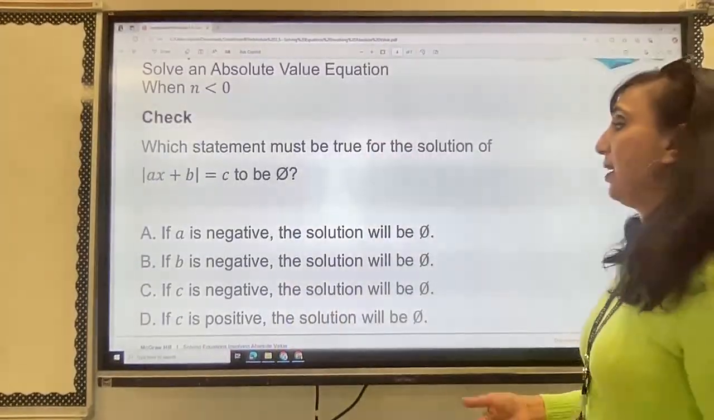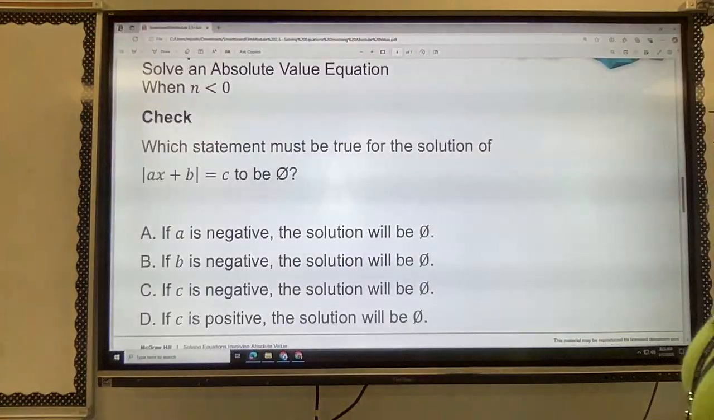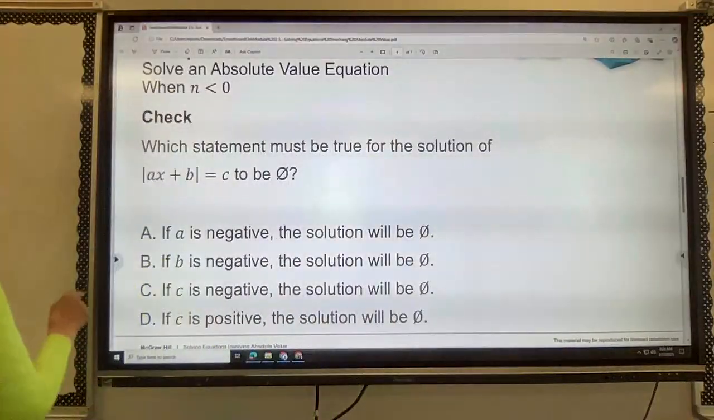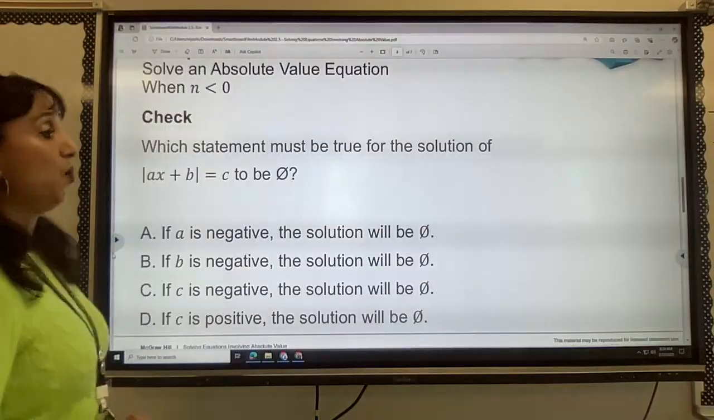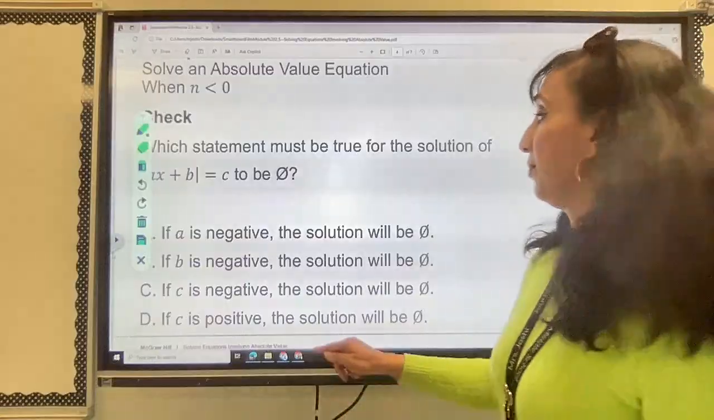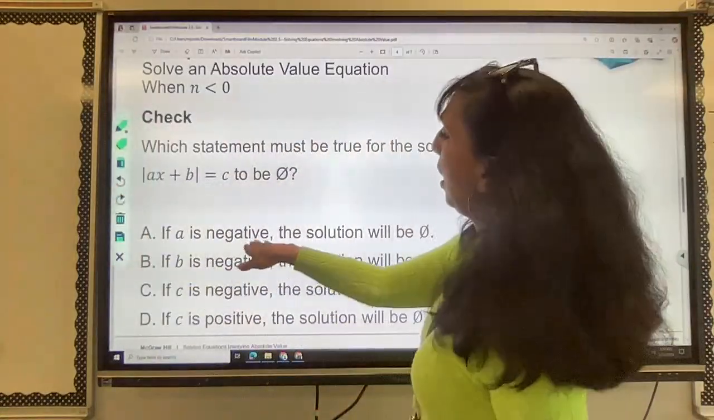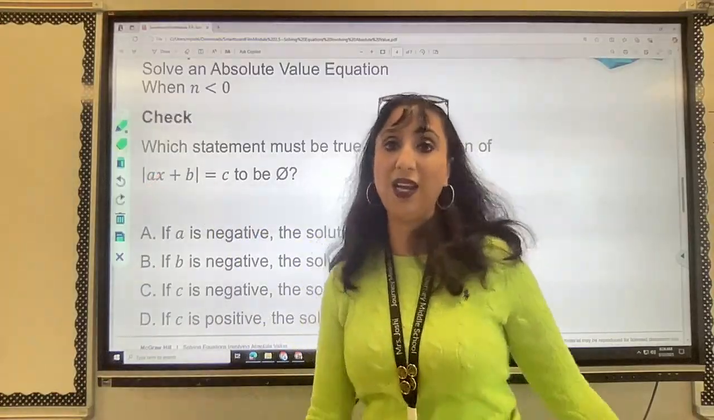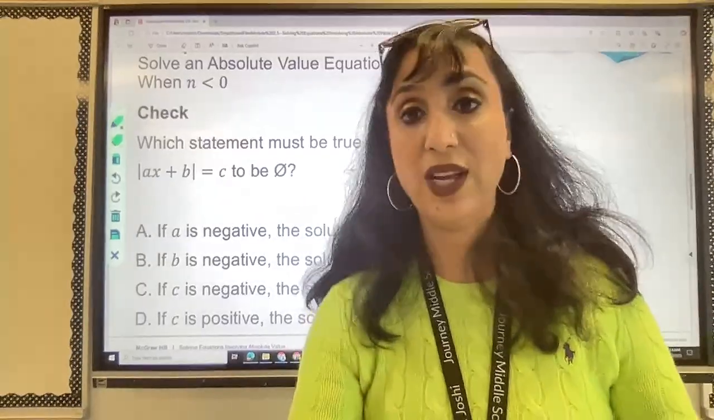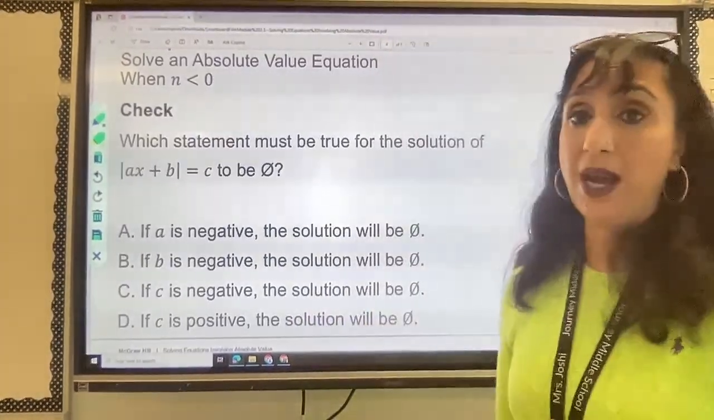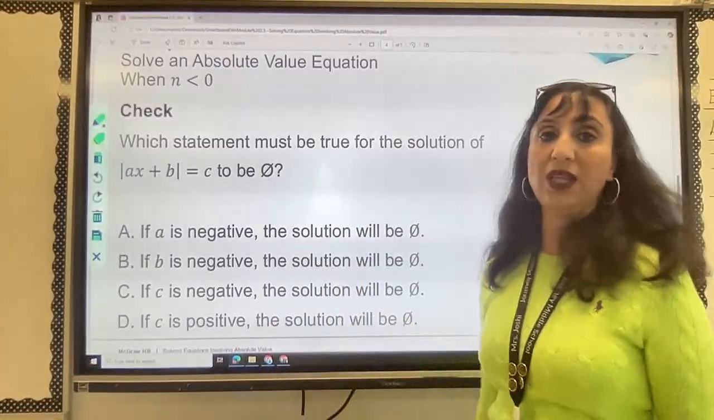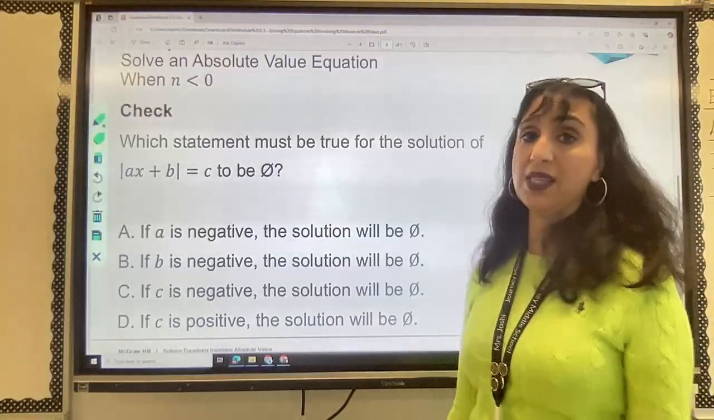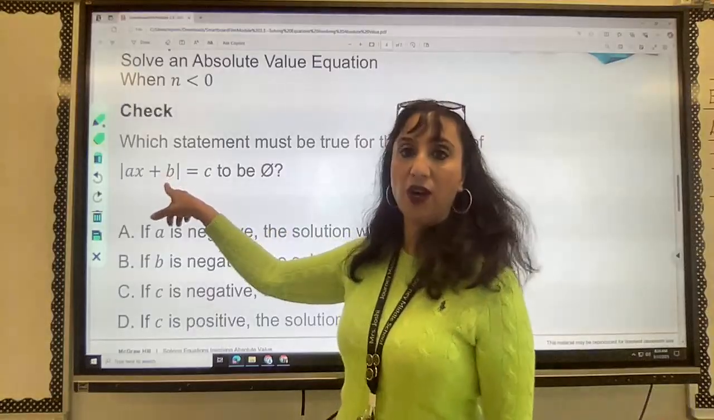So let's look at this. The first one is saying, if a is negative, then the solution will be an empty set. Okay? No, because it is okay for a to be negative, because within the absolute value, I'm going to have to do the calculations, and it doesn't matter if it's negative or positive within the absolute value symbol. If b is negative, the solution will be an empty set. No, this can be positive or negative.